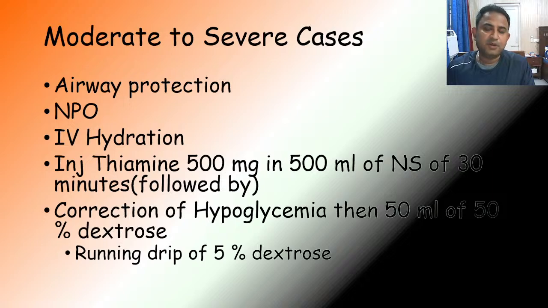Secondly, the person should be made nil by mouth, because there is a propensity that the individual will vomit and aspirate. You must have heard a lot of stories of people who had gone to marriages, consumed a good amount of ethanol, and then finally drowned in their own vomitus. So in order to prevent such cases, please make the patient NPO and place him on IV hydration. Now, why do we have to place the person on IV hydration? Because alcohol is a good diuretic.